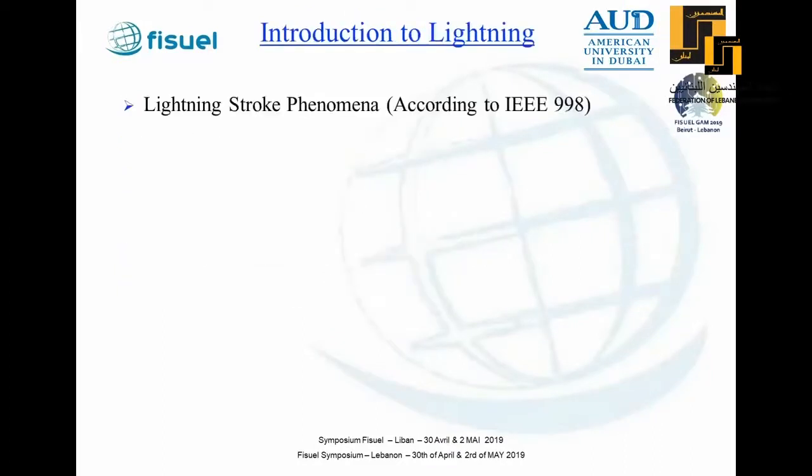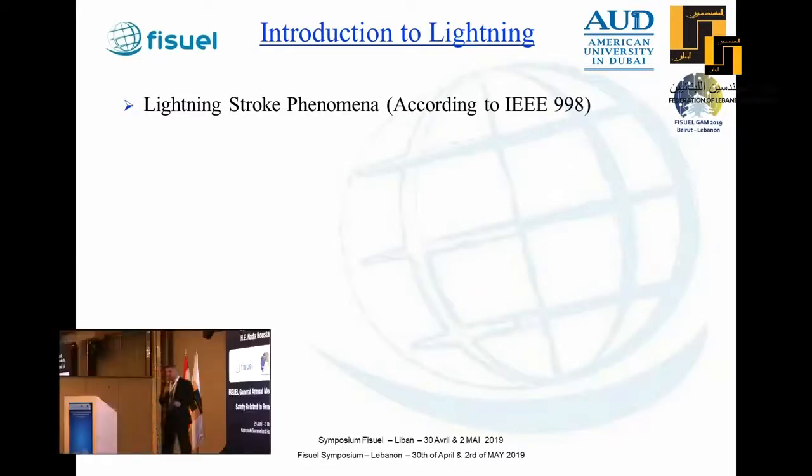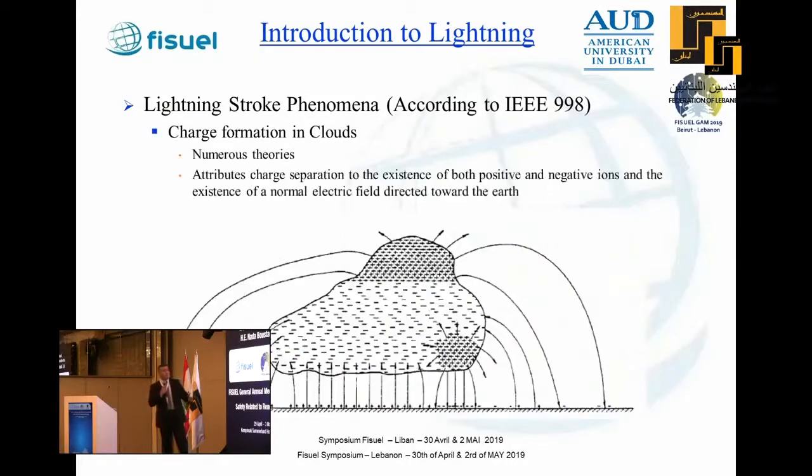Now, before we start, what's lightning? There are many theories behind lightning phenomena. For me, I prefer the IEEE standard. The IEEE standard states that it attributes charge separation to the existence of both positive and negative ions and the existence of a normal electric field directed toward the earth. That's what basically causes the lightning strike.